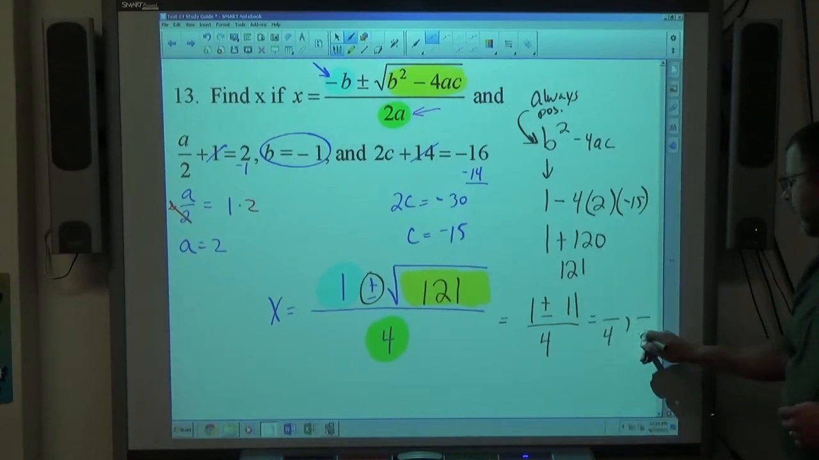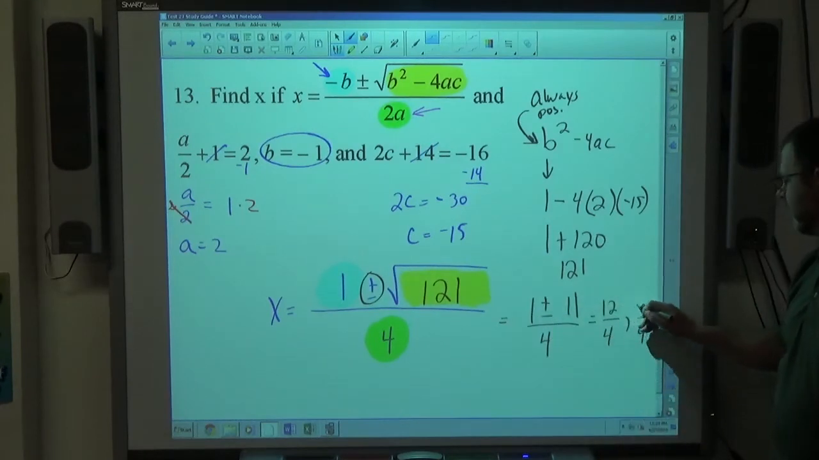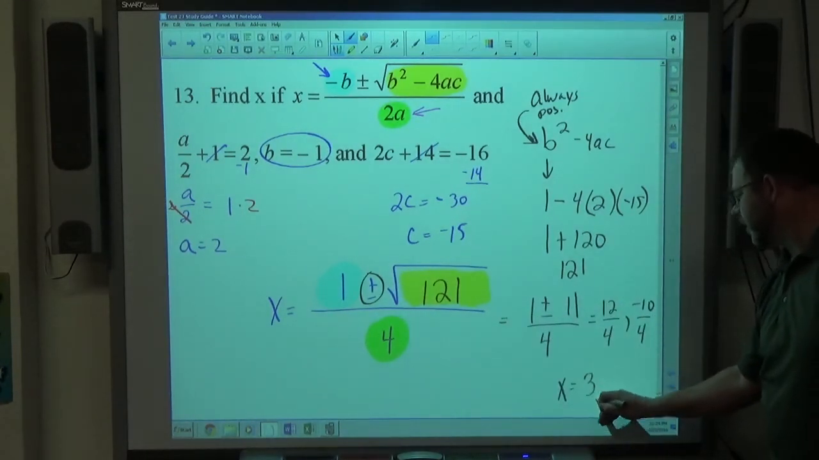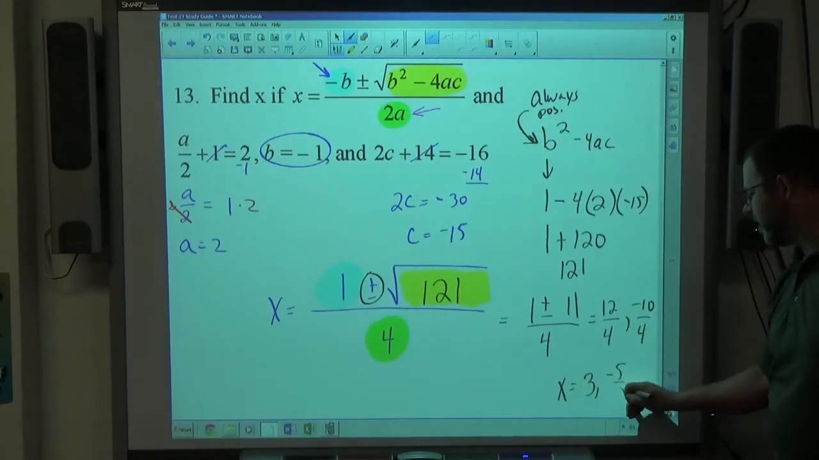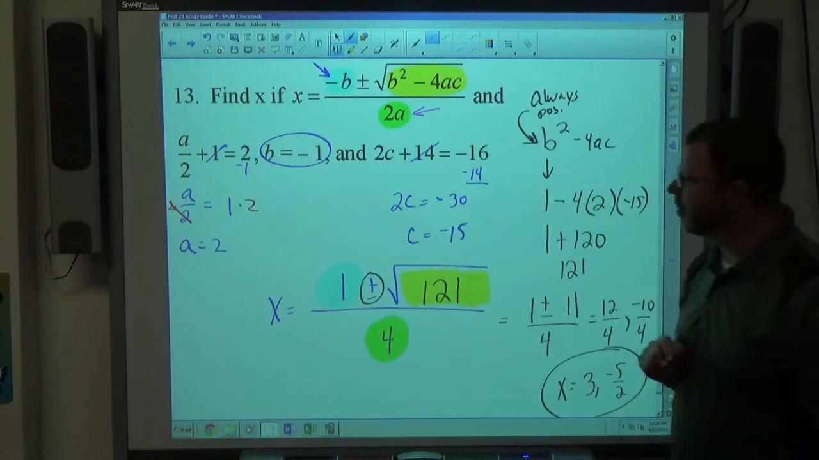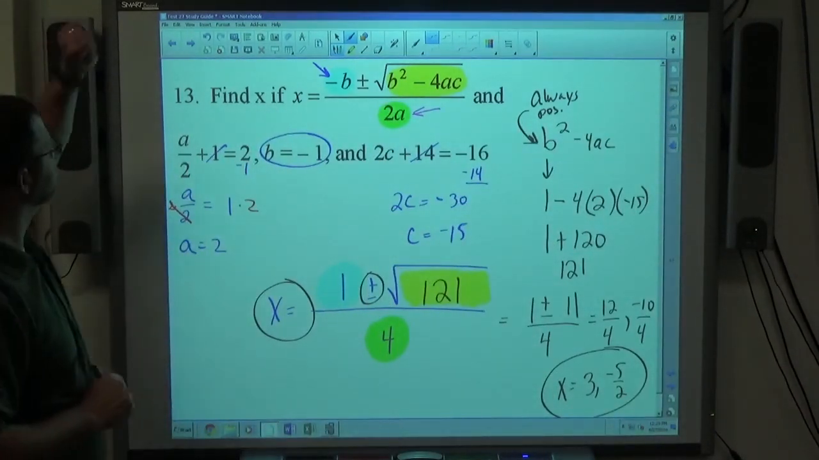Both of them have 4 for a denominator. 1 plus 11 is 12. 1 minus 11 is negative 10. 12 divided by 4 is 3. Negative 10 divided by 4 is negative 5 halves. I'm expecting to get answers looking like that when you do those problems. There is an x equals, so make sure you put the x equals on your answer.